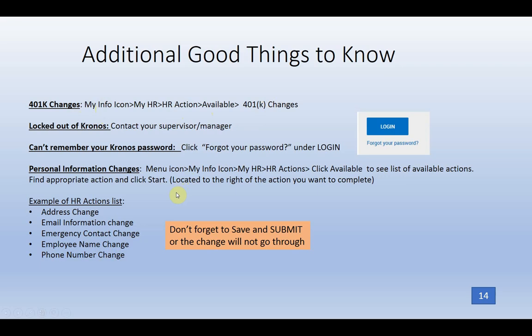Personal information changes can be done by going through the main menu, My Information icon, which is the single person silhouette, My HR, My Actions, and click on the available list of actions. From here you could change your address, change your email information, change your emergency contact, change your name, change your phone number. Once you complete the actions, don't forget to save, and you always need to submit. A save will not submit the change. Submit is very, very important.